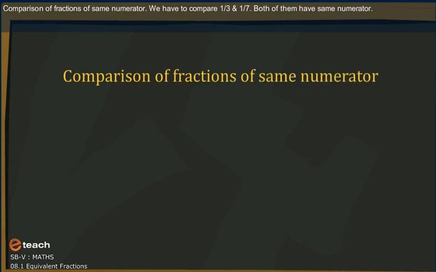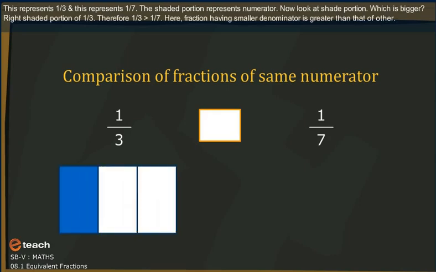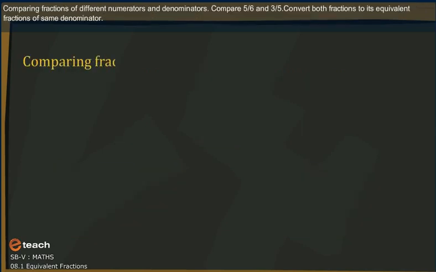Comparison of fractions of the same numerator. We have to compare 1 by 3 and 1 by 7. Both of them have the same numerator. Now this represents 1 by 3 and this represents 1 by 7. The shaded portion represents the numerator. Now look at the shaded portion. Which is bigger? Right, the shaded portion of 1 by 3. Therefore, 1 by 3 is greater than 1 by 7. Here, the fraction having the smaller denominator is greater than the other.